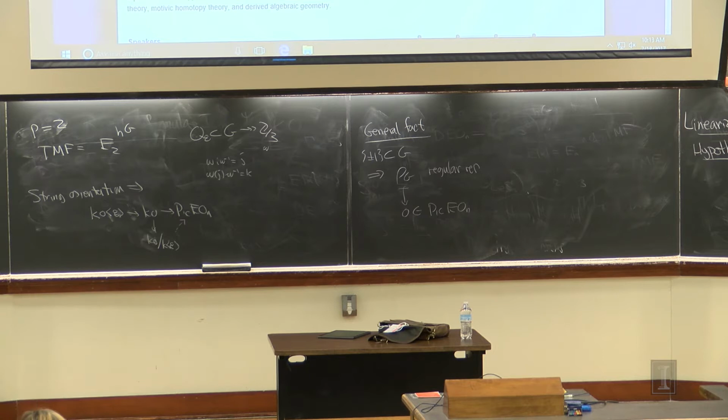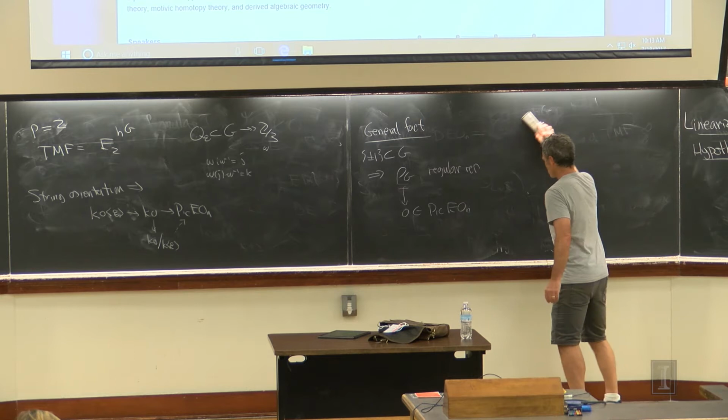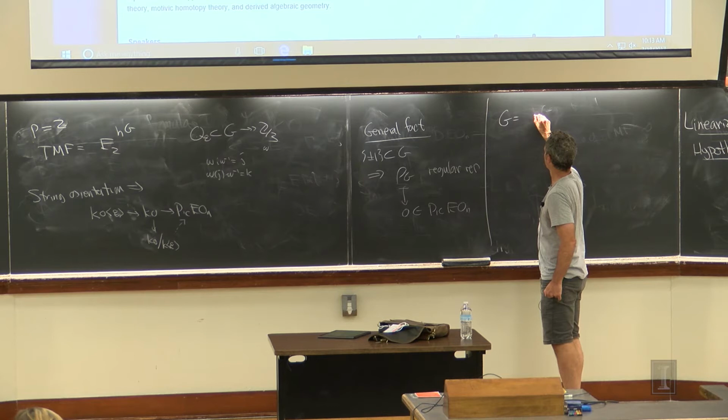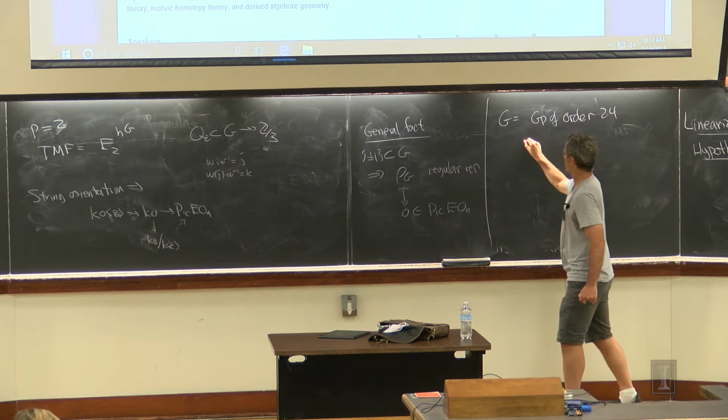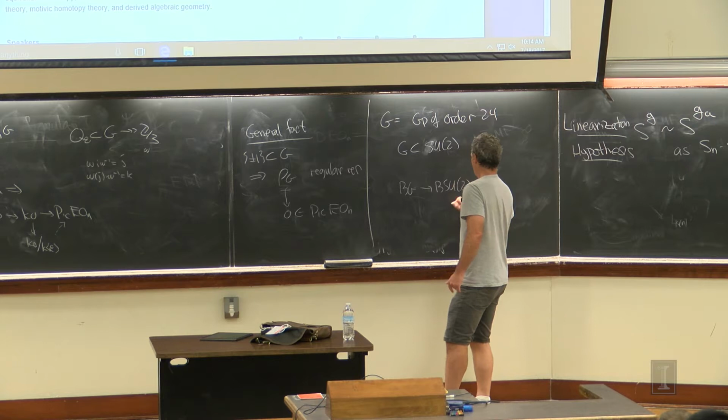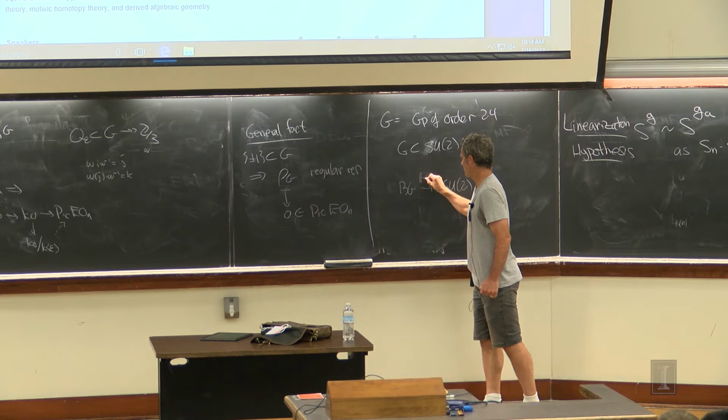Okay, so what do I want to do? We need to figure out, there's something else. So I want to think about one other representation. So in our case, G, which is this group of order 24, is given to us as a subgroup of SU2. It's a subgroup of the unit quaternions. And so that gives me a map of BG into BSU2. And I'll choose a preferred two-dimensional representation, which I'll write as H, or that's a four-dimensional real representation.